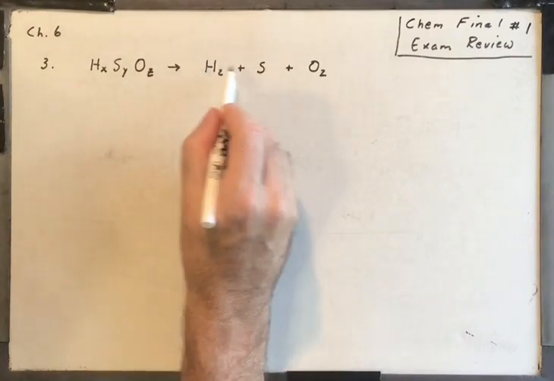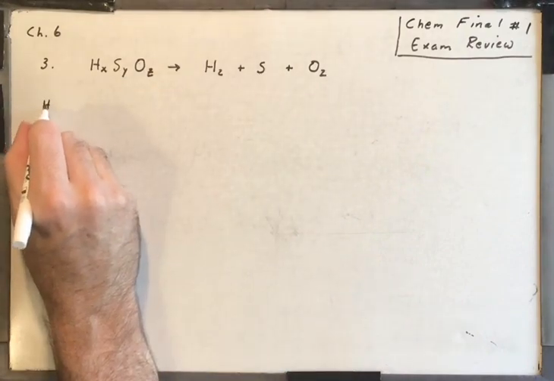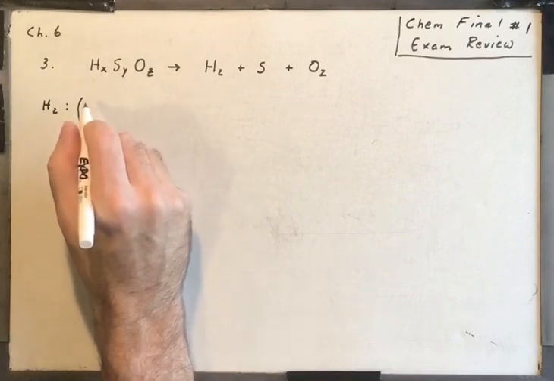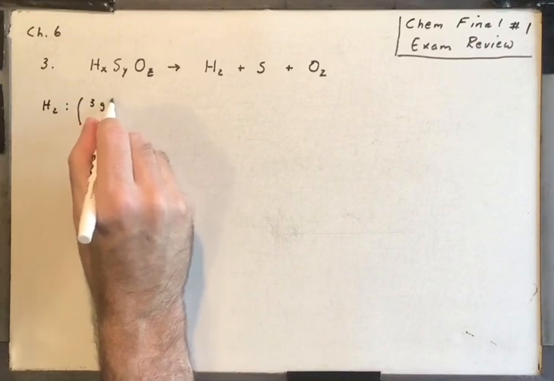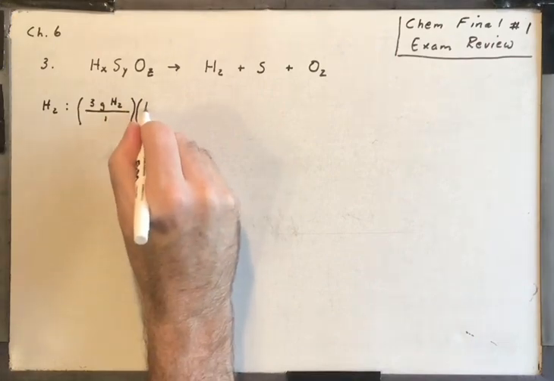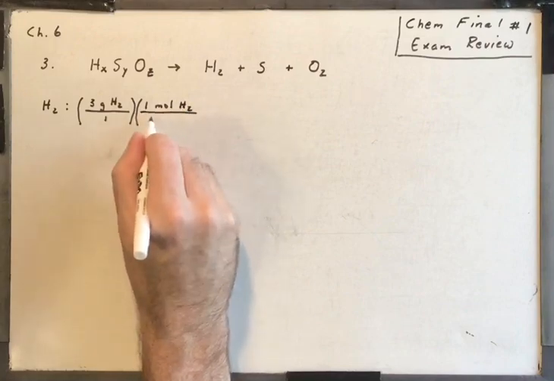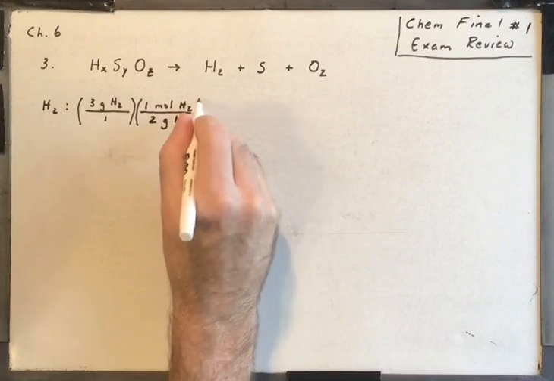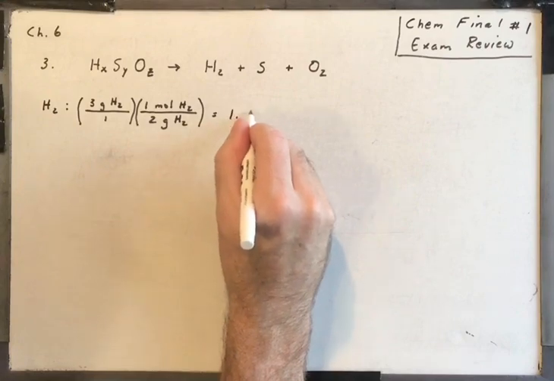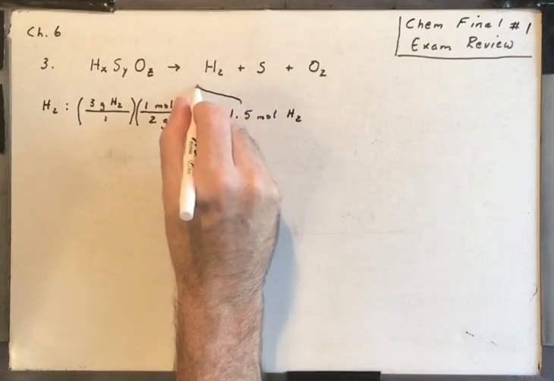So we have to put the moles in front of each one. We start out with that. So we have to get our moles of H2. And the problem says that we have 3 grams of H2, so we need to convert that to moles. H2 weighs 2 grams, so that is going to be 1.5 moles of H2. So we're going to put that 1.5 right there.